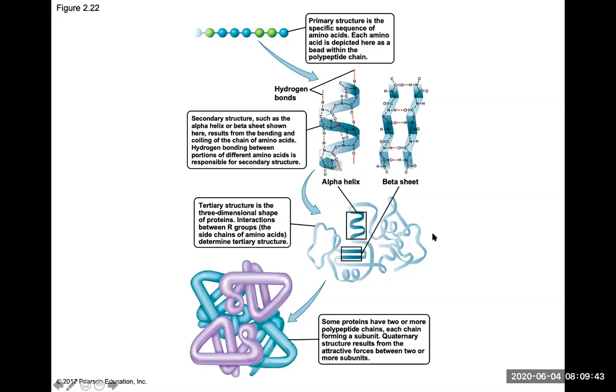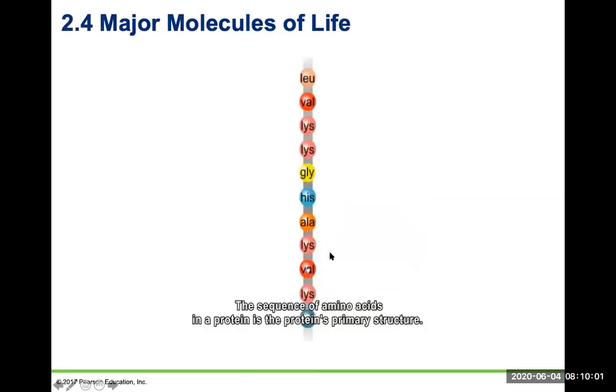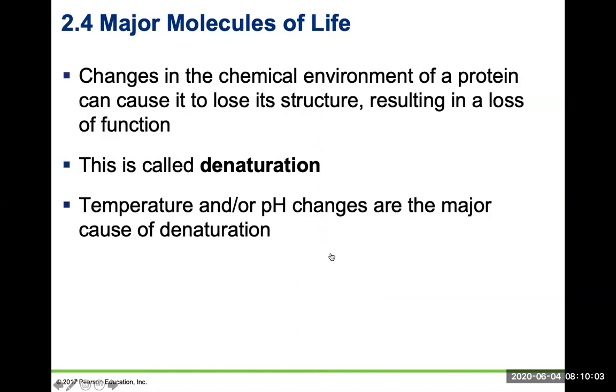That's tertiary structure. Some proteins have 2 or more polypeptide chains, and each chain forms a subunit. So quaternary structure results from the attractive forces between 2 or more subunits. But tertiary structure refers to the 3-dimensional shape. Another great video. Again, please watch on your own.